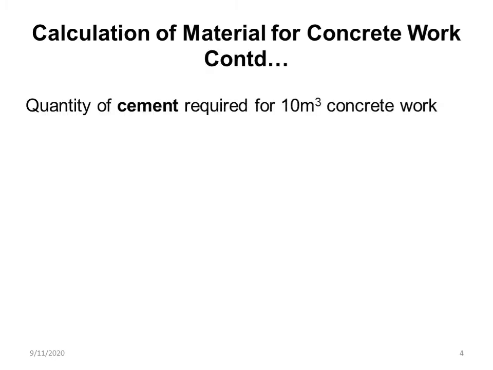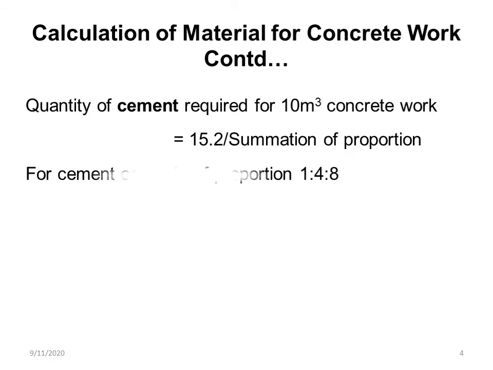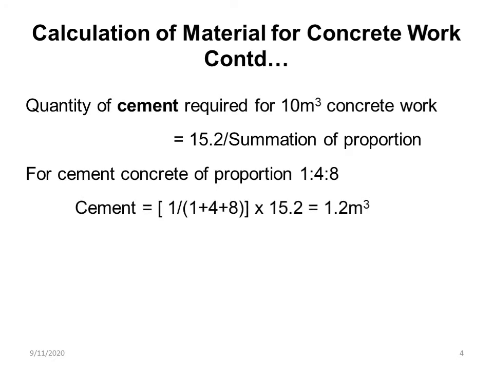Calculation continued. Then, quantity of cement required for 10 m3 concrete work is equal to multiplication factor 15.2 divided by summation of proportion. For cement concrete of proportion, example 1:4:8, then quantity of cement required is equal to 1 by 1 plus 4 plus 8, the summation of proportion, into multiplication factor 15.2, which becomes 1.2 m3 of cement required for 10 m3 wet concrete.